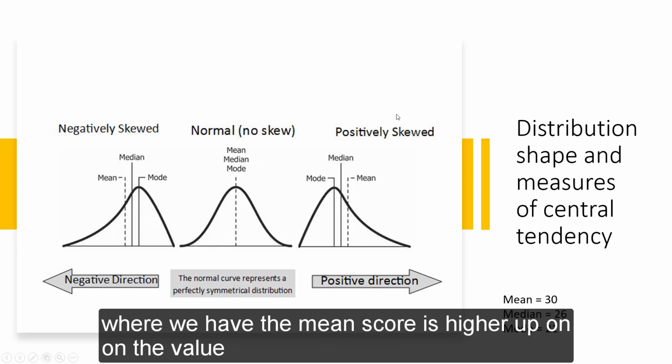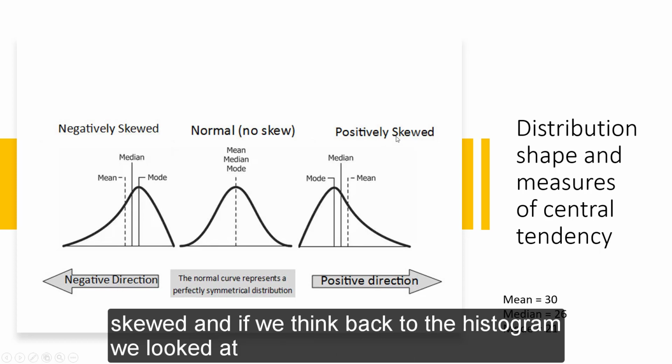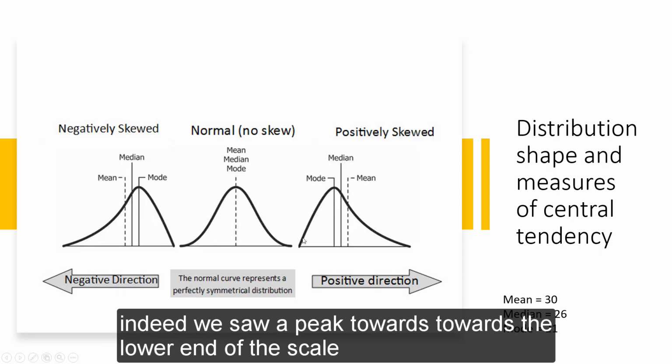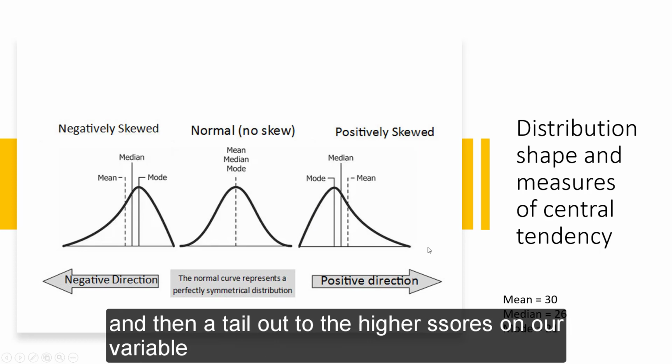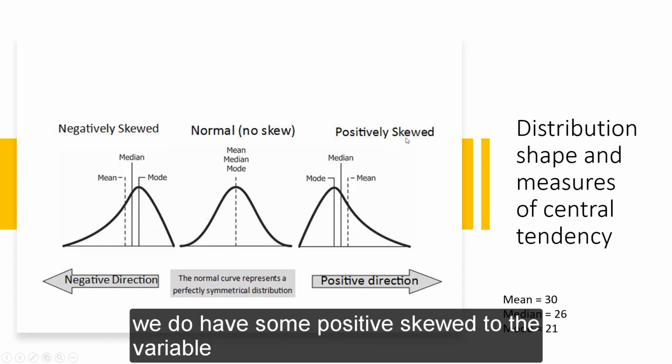And so what that suggests is that we are falling into a situation like this, where the mean score is higher up on the value than our median and our mode. So we would look at this and know that we probably have some evidence for our distribution to be positively skewed. And if we think back to the histogram we looked at, indeed we saw a peak towards the lower end of the scale and then a tail out to the higher scores on the variable. So it would suggest that we don't have a perfectly normal distribution, we do have some positive skew to the variable.